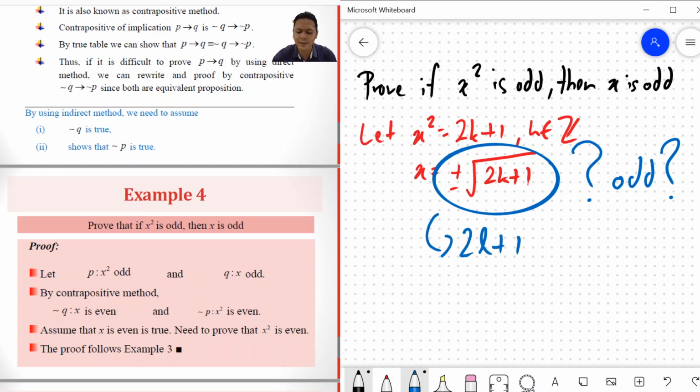2l plus 1 is fine, 2m is fine. The alphabet is not the concern. The representation of how you show is odd or not. This is definitely not necessarily odd. This is where the case where the direct method fails. We need another approach to do this.